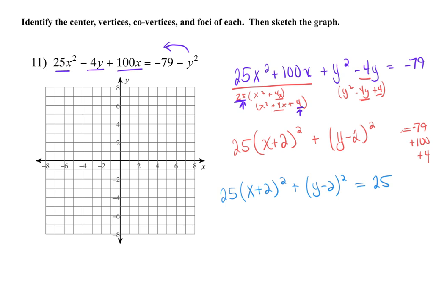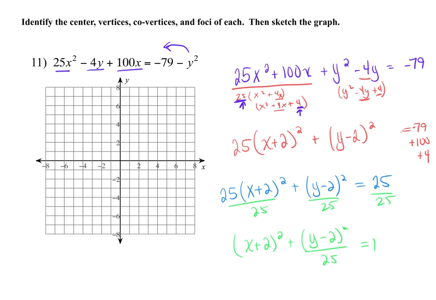Now I'm ready to get rid of that 25 with division. Divide everything by 25. Reduce it, 25 over 25, I get (x plus 2) quantity squared. We have (y minus 2) squared over 25 equals 1. Which way is this going to open? On the y or on the x? Or elongate, rather. On the y, 25 is clearly bigger than 1.